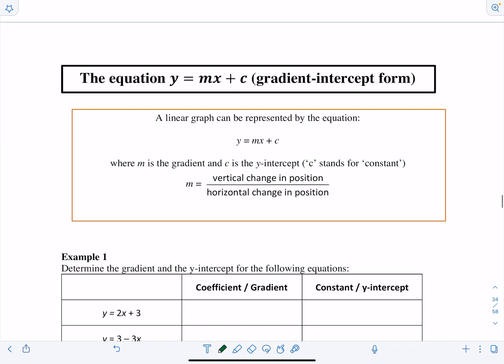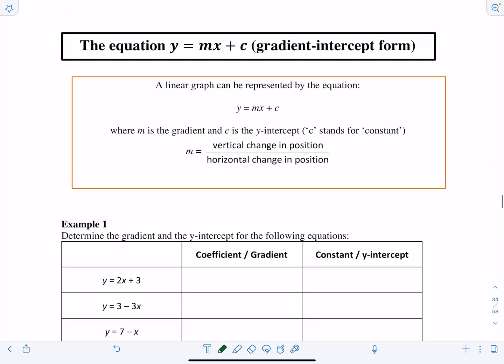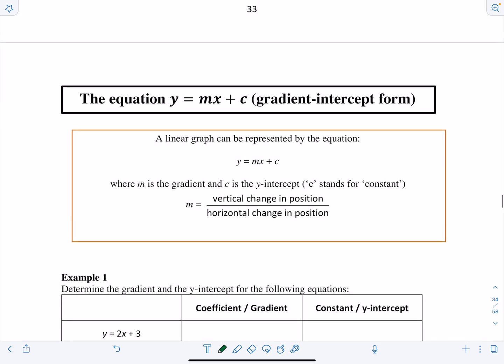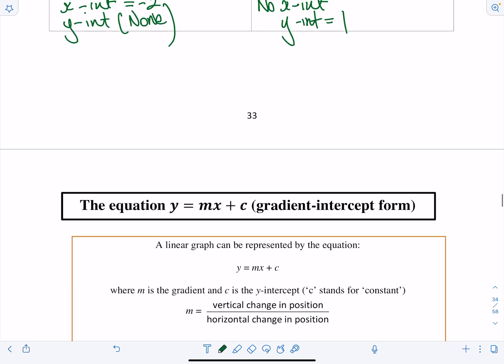And then the next thing we're going to do is how to find the equation of a straight line using the gradient intercept form. Okay, see you later, Year 10.